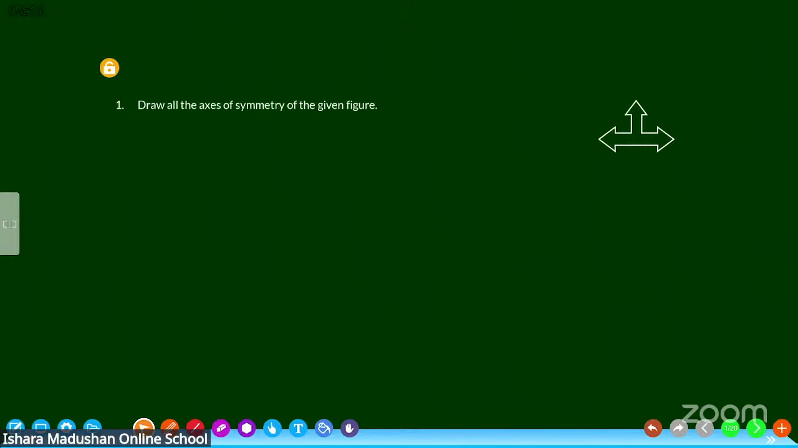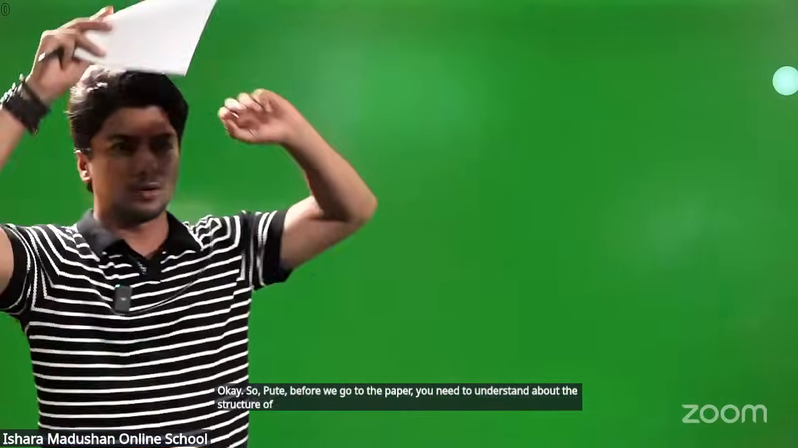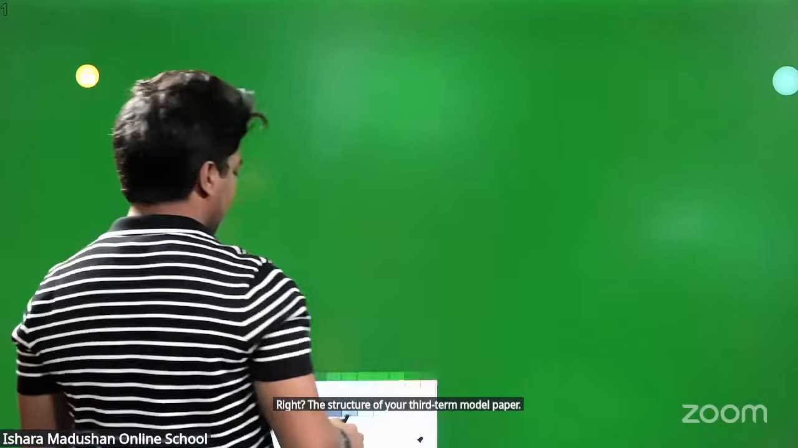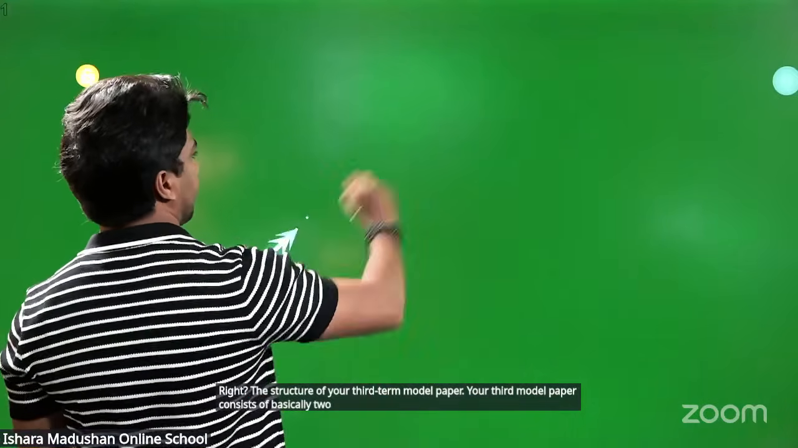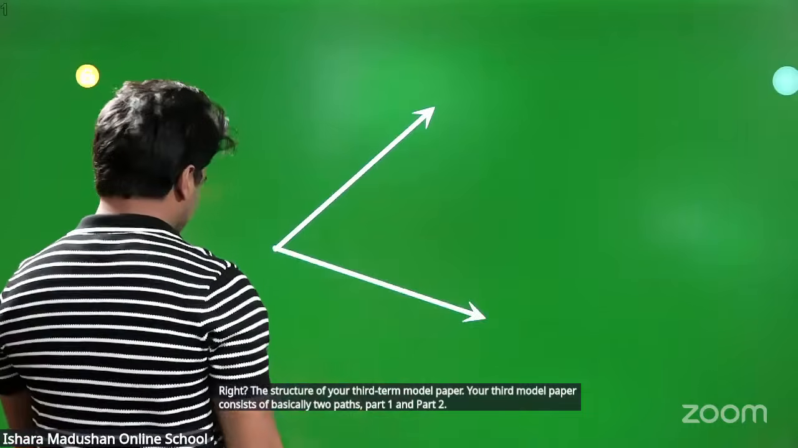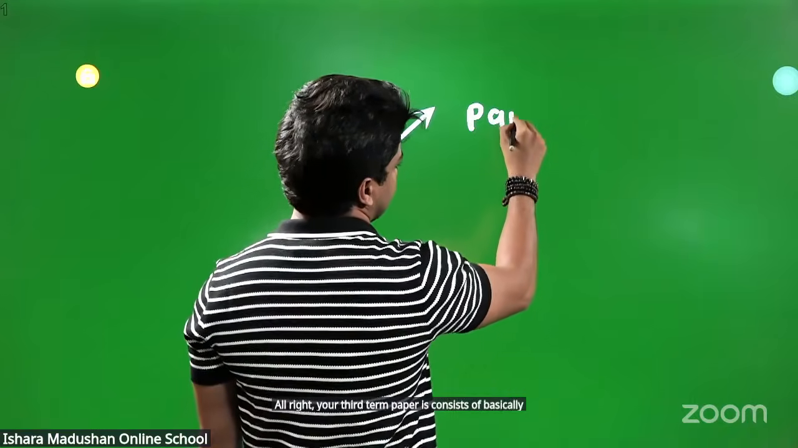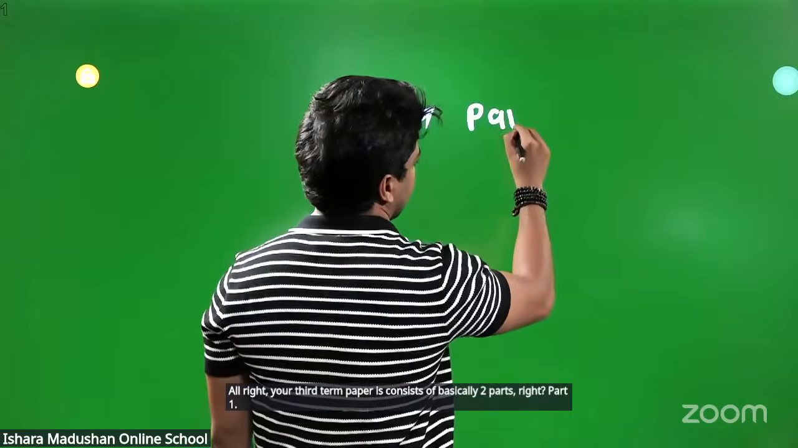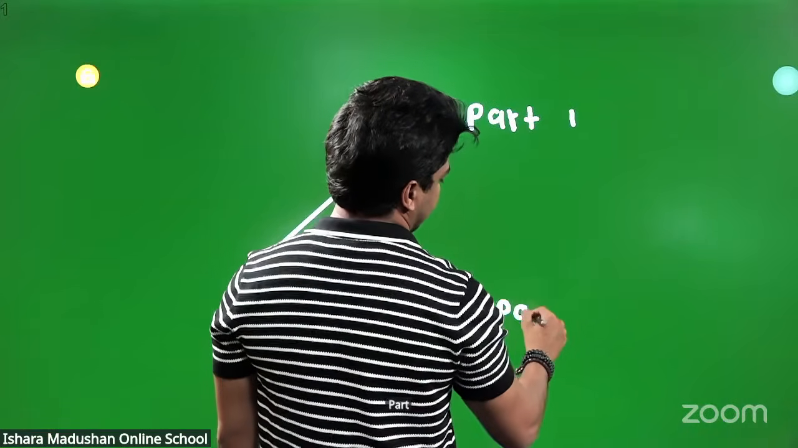Okay. So Puta, before we go to the paper, you need to understand the structure of your third term model paper. Your third term model paper consists of basically two parts, part 1 and part 2, right?